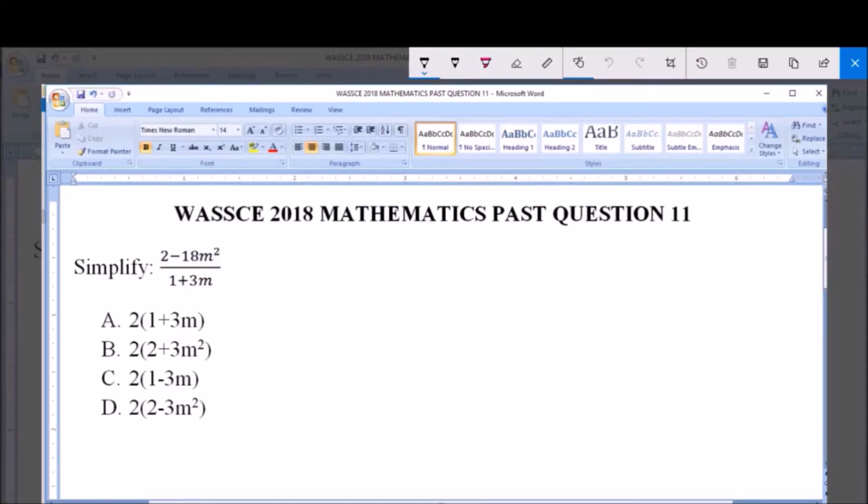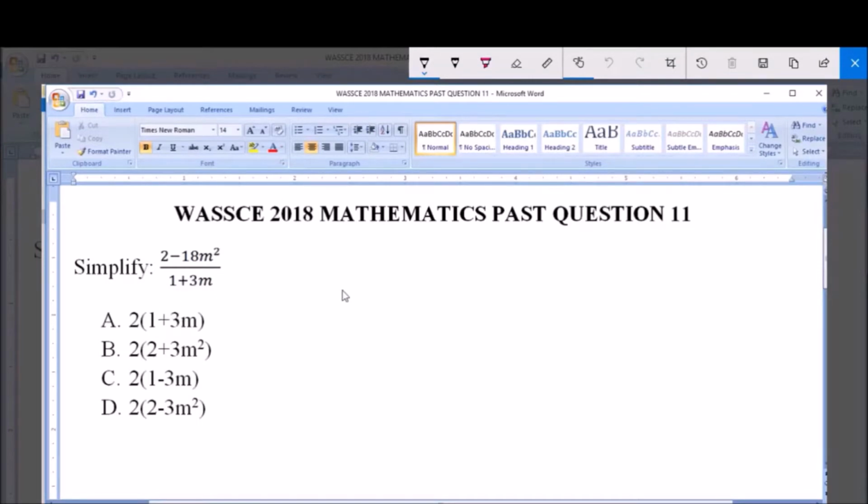Good day and welcome. I'll be answering WAEC 2018 Mathematics Past Question 11. Simplify 2 minus 18m square all over 1 plus 3m. A, 2 into 1 plus 3m. B, 2 into 2 plus 3m square. C, 2 into 1 minus 3m. And D, 2 into 2 minus 3m square.